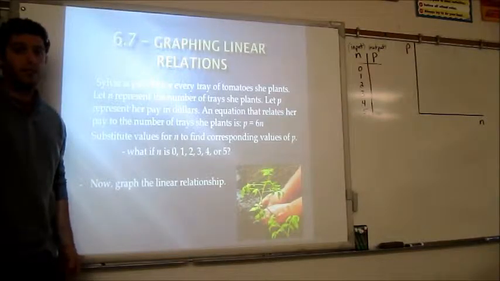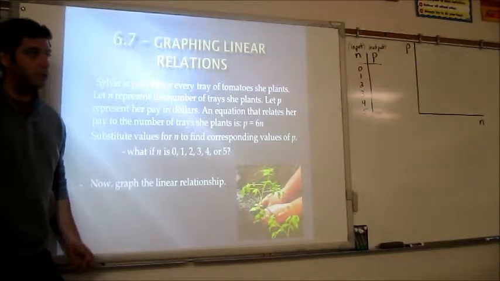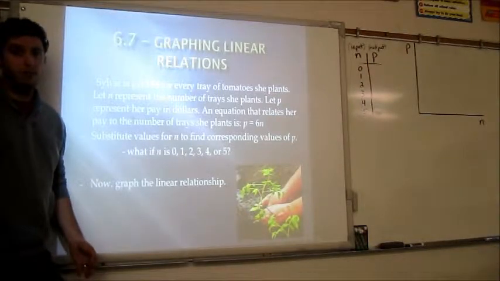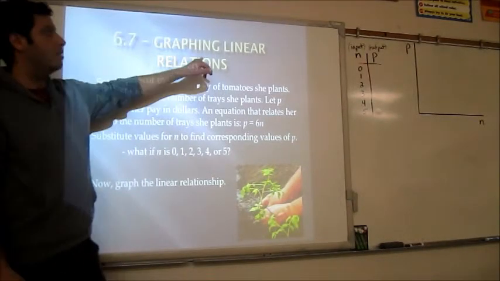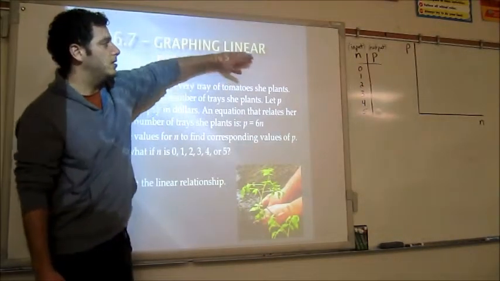Topic 6.7, graphing linear relations. A linear relation can be graphed. And when you plot the points on a coordinate grid and connect those points, you will find that they form a straight line. And that's actually why the type of relation is a linear relation, because it makes a line.